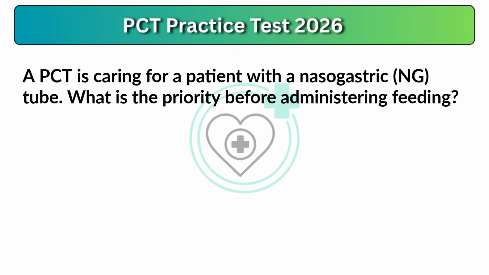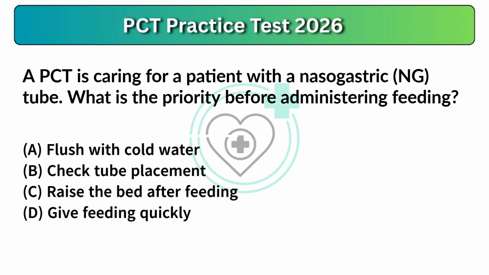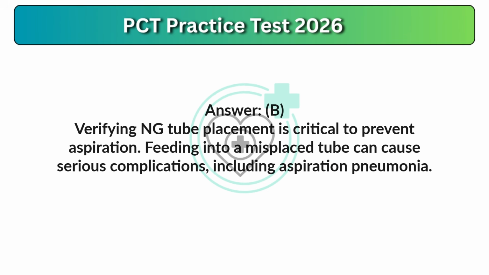Question number 21. A PCT is caring for a patient with a nasogastric (NG) tube. What is the priority before administering feeding? A. Flush with cold water. B. Check tube placement. C. Raise the bed after feeding. D. Give feeding quickly. Answer: B. Verifying NG tube placement is critical to prevent aspiration. Feeding into a misplaced tube can cause serious complications, including aspiration pneumonia.